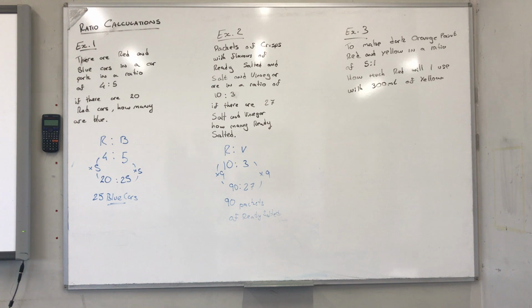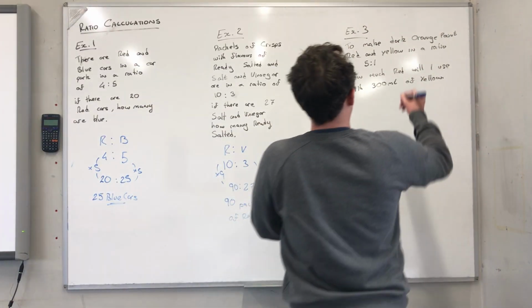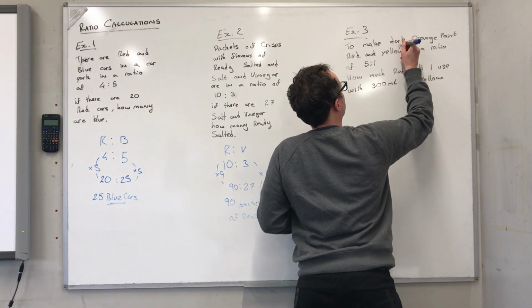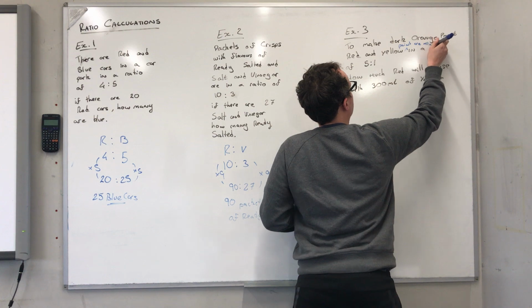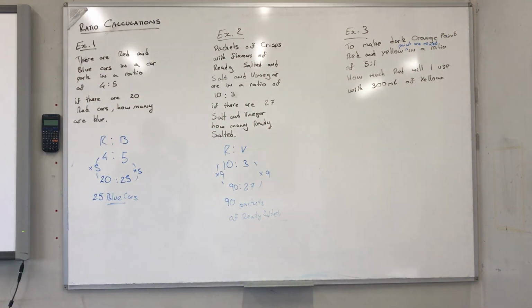Okay? So last question. To make dark orange paint, red and yellow. That doesn't make any sense. To make dark orange paint, red and yellow paint. Obviously I wasn't paying attention when I wrote that question. Red and yellow paint are mixed in a ratio of 5 to 1. How much red will I use with 300 milliliters of yellow?